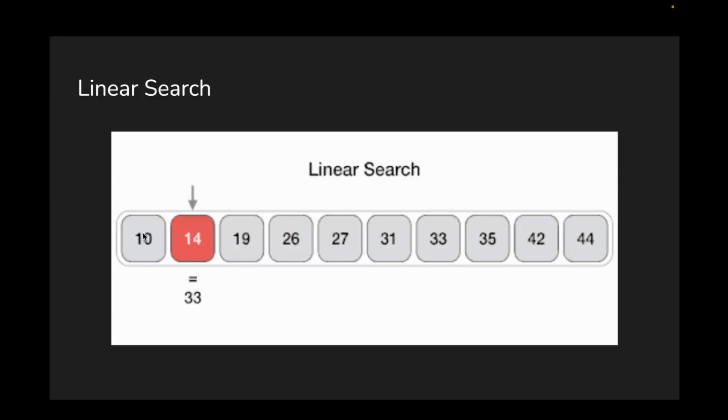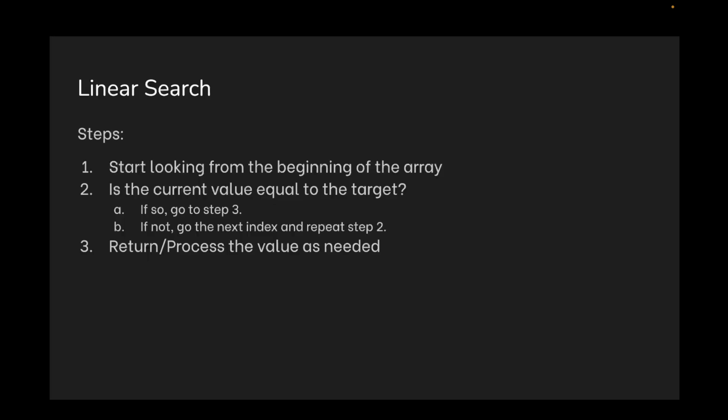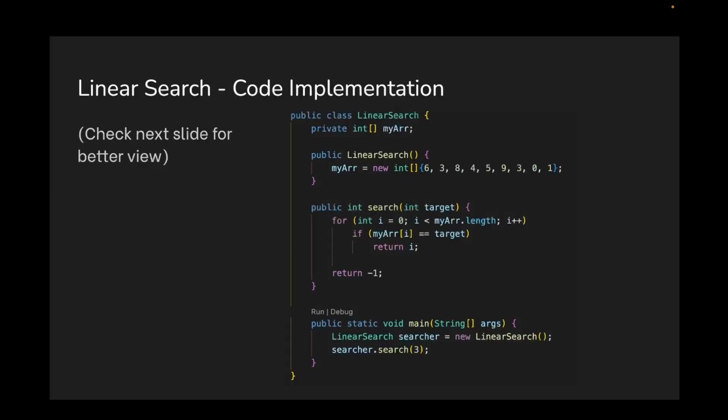Next index means we just go to the next value. So that happens whenever we see this red square, and when we see the green square, that means we found the value. So yeah, that's linear search. Fairly simple. It's just start from the beginning and search the array elements. So here is the code implementation.